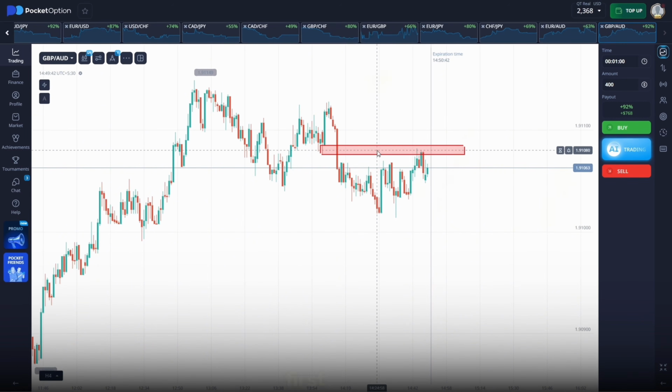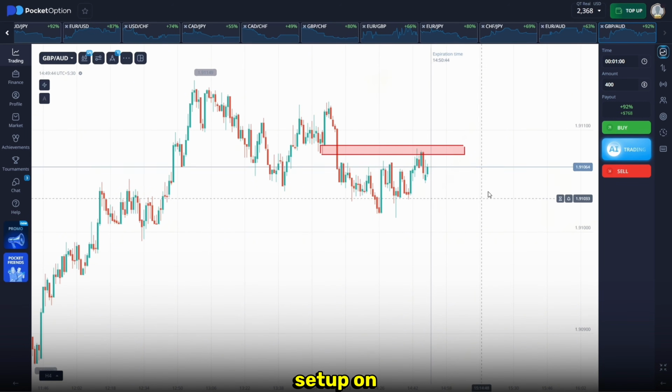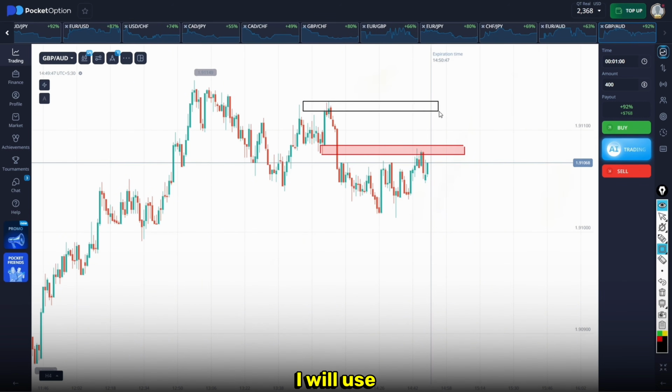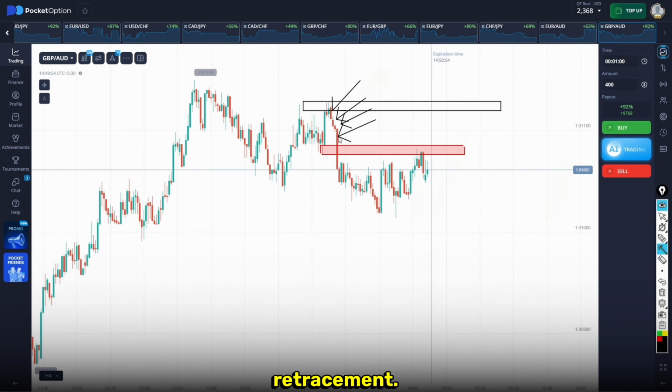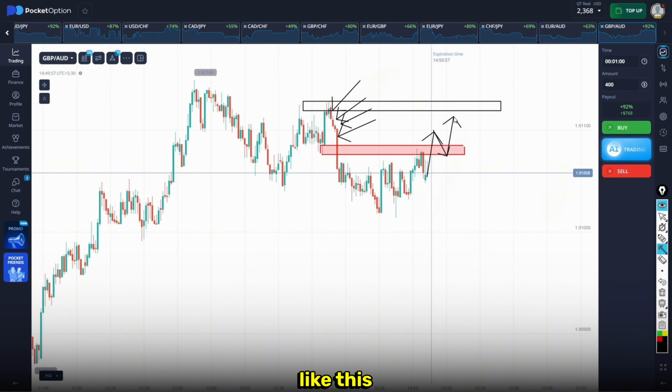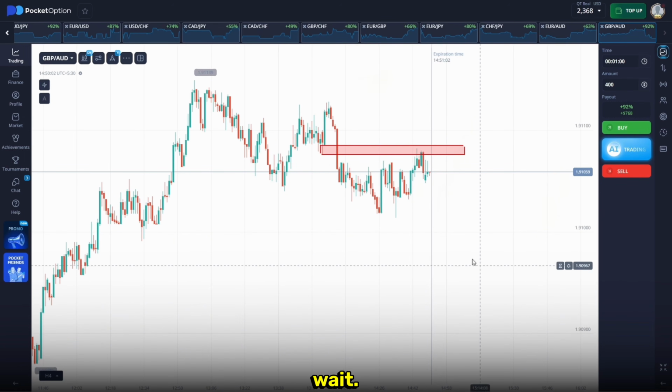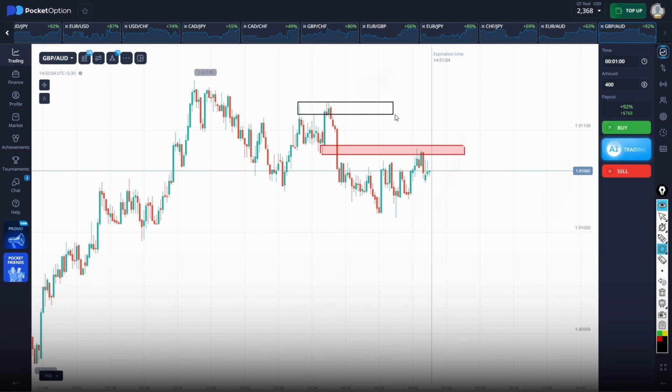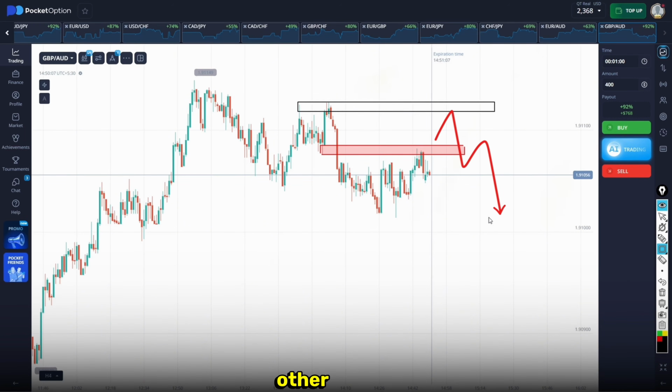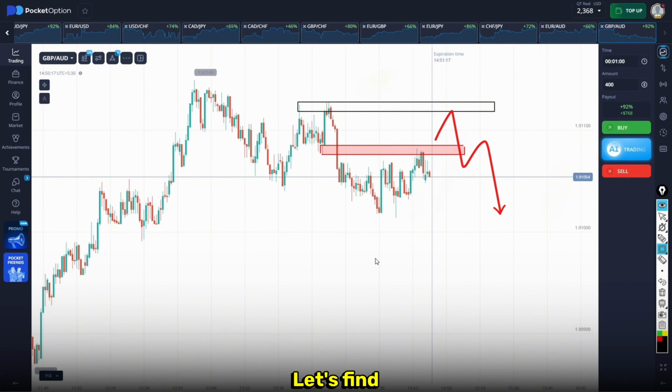So right now we have taken the first trade. Let's find other trading setups on this particular chart. If price goes up, I will use this zone for a reversal trade, because after this strong fall there was no retracement, so the price can go up like this, and then after hitting this zone it will reverse. That is my expectation. So let's wait. If price goes up and hits this zone, I will use it. Otherwise I will find other charts to play a successful reversal trade using the same basic logic of liquidity sweep or liquidity grab. Let's find other trading setups now.